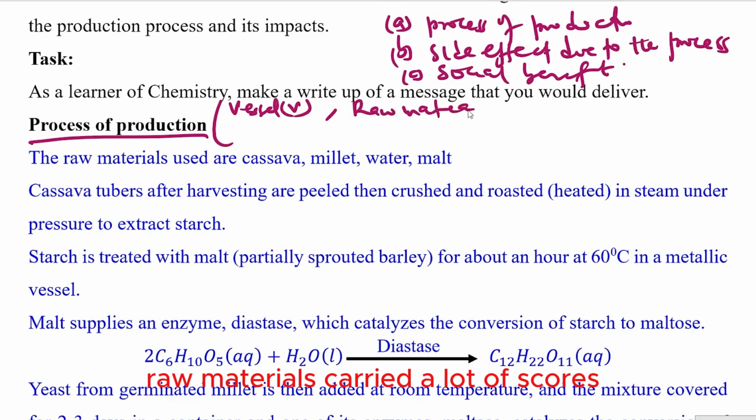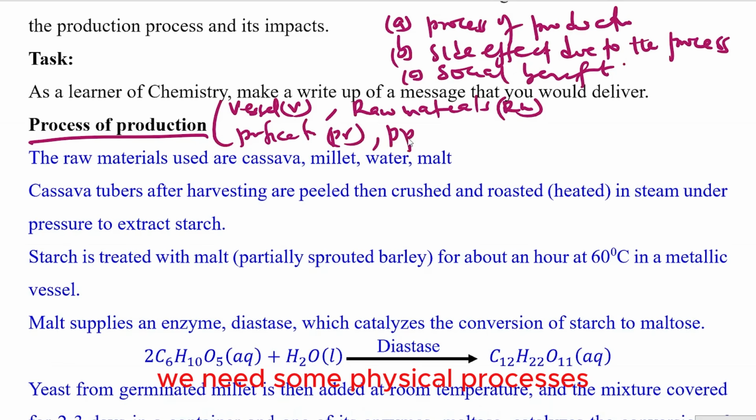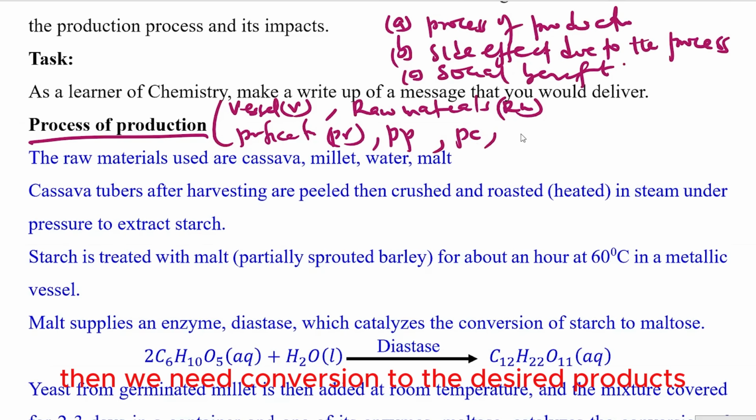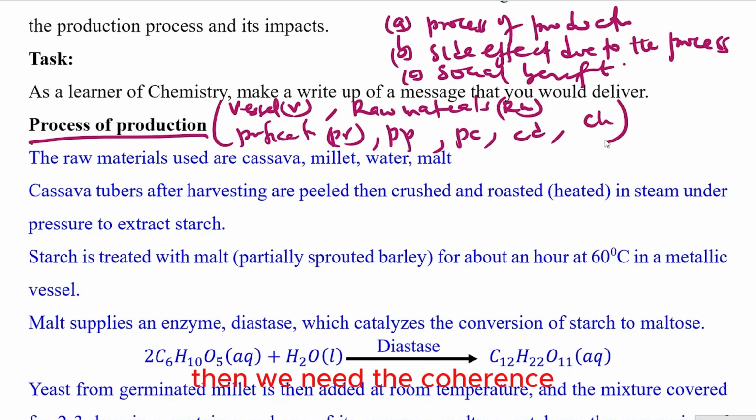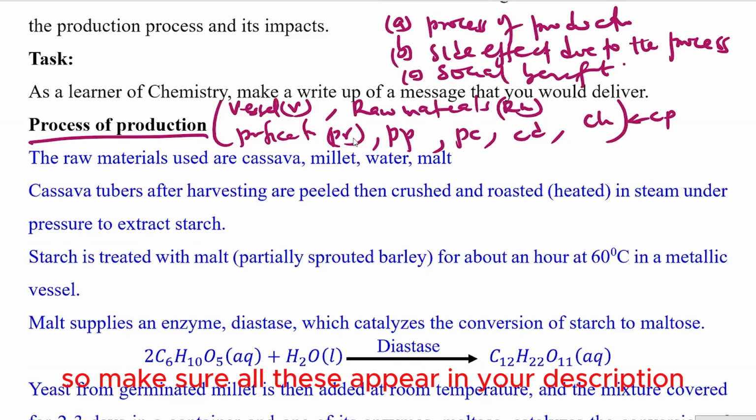Remember last year raw materials carried a lot of scores. We need the purification process. We need some physical processes. We need some chemical processes. Then we need conversion to the desired products. Then we need the coherency. This is the complete process of manufacture. So make sure all these appear in your description.